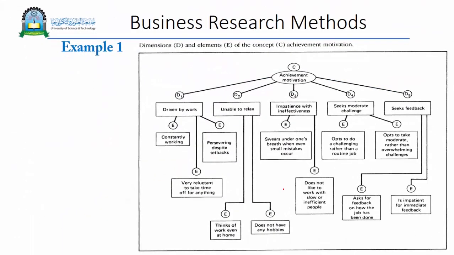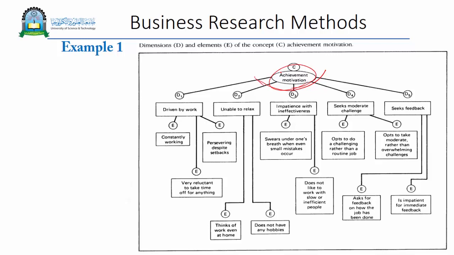This is an example. You will find an example which is achievement motivation. This is a variable. This variable must be conceptualized. So what does it mean? It is a drive to excel, a drive to put in much effort. So the first level is the conceptualization. What does it mean? Define the achievement motivation.